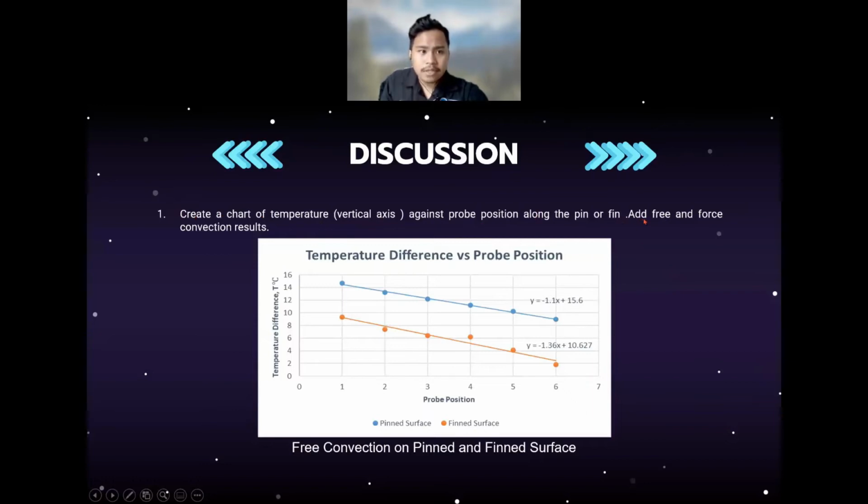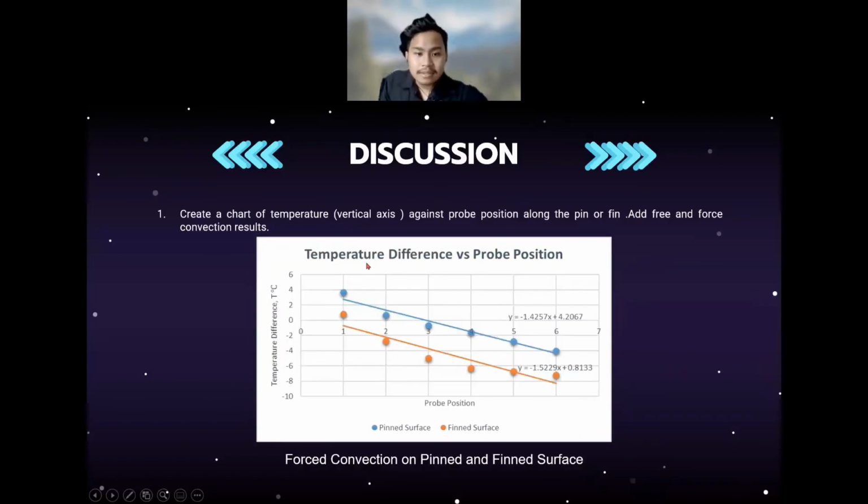Add pre and post convection result. As you can see, this is the chart for free convection on pin and fin surface. For the x-axis, we put probe position, and the y-axis is temperature difference. And as you can see, the pin and fin surface is linear.